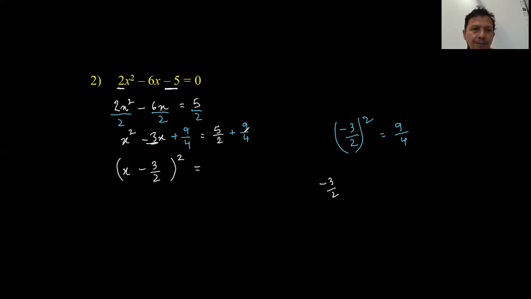Now we need to add up this fraction. When we add the fractions, we have to have a common denominator. The LCM of 2 and 4 is 4. So it is going to be 4. And then this one is going to be 19.